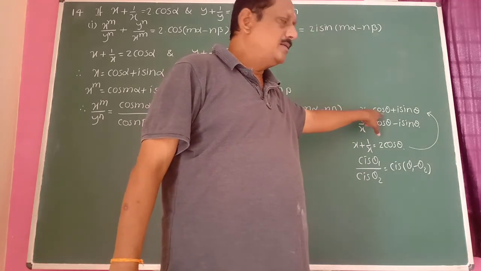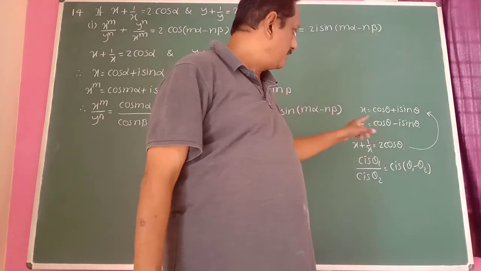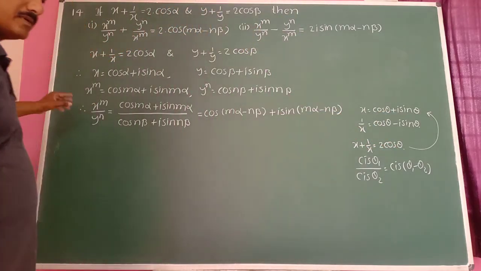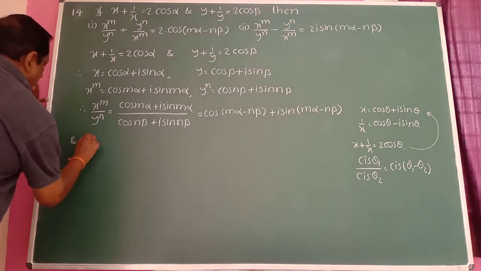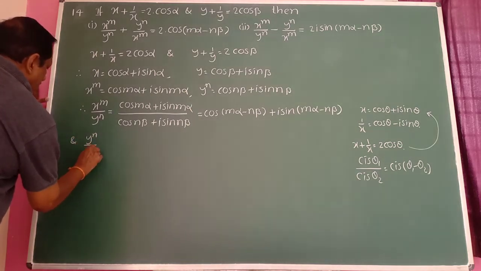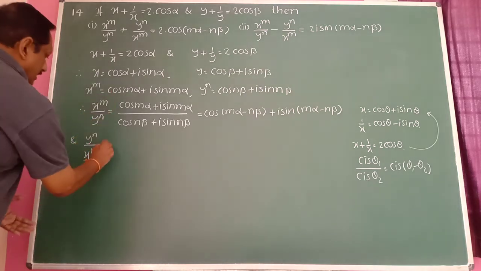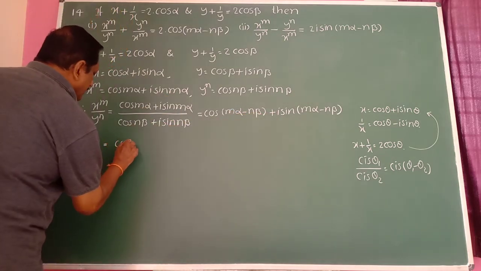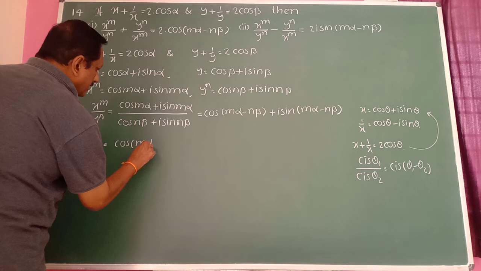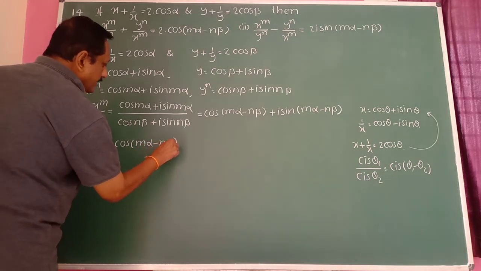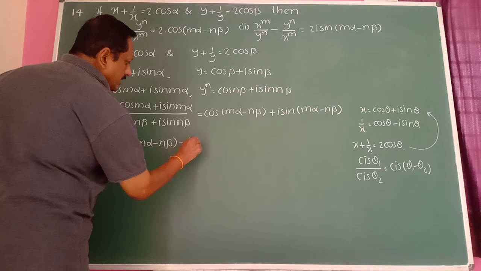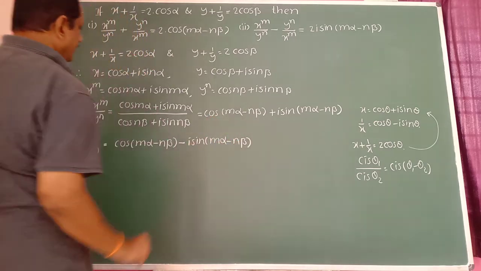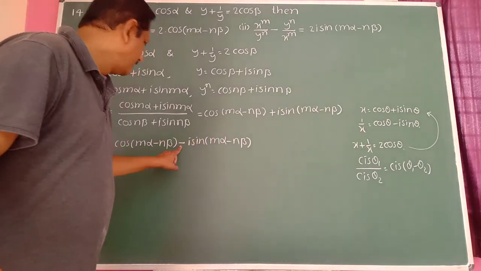And one more result, just observe here. Suppose x is cos theta plus i sin theta. If you take its reciprocal, 1 by x, then it becomes cos theta minus i sin theta. I am taking its reciprocal here: y raised to n divided by x raised to m. We are taking this term's reciprocal, then this plus becomes a minus here: cos of m alpha minus n beta minus i sin of m alpha minus n beta. So this plus becomes a minus here.